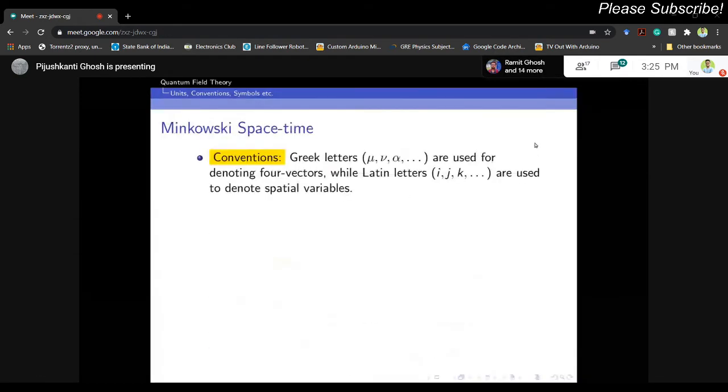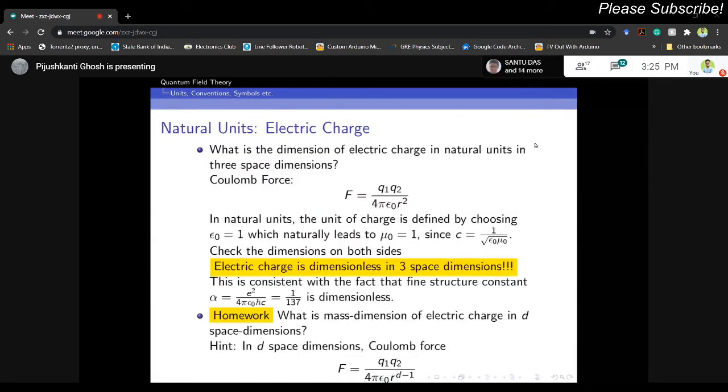Vector notation. Now again, you check the dimension on the left hand side and the right hand side. You will see that the dimension of the electric charge varies with space dimension, and it's not dimensionless in each and every dimension.